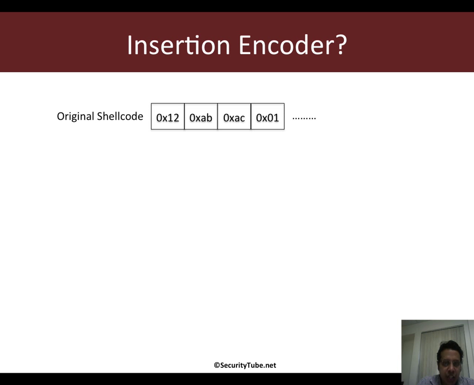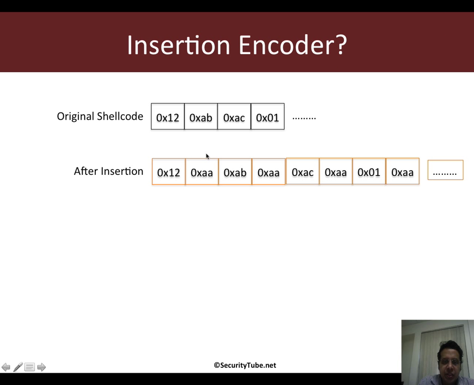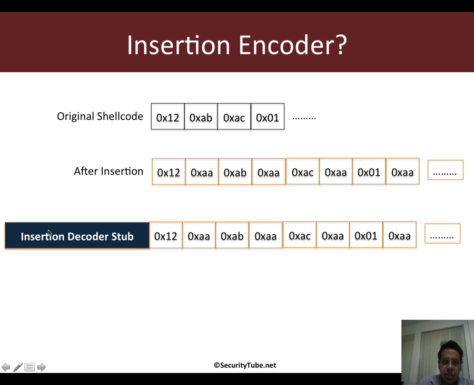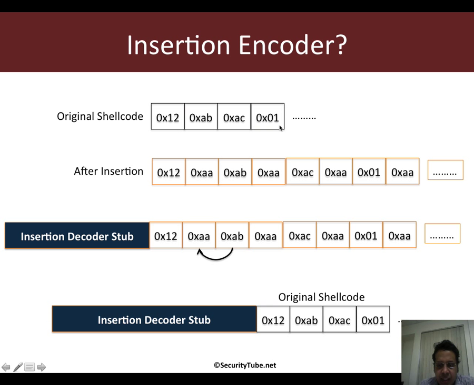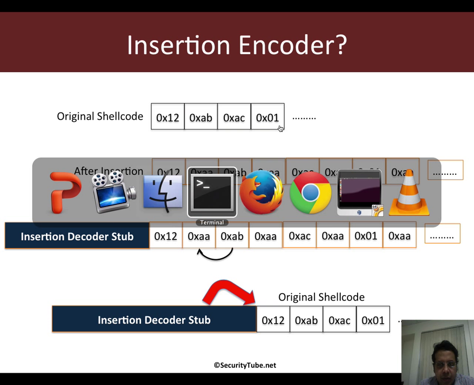We take the original shellcode and we are going to insert a character after every byte of the shellcode. So let's say 0xAA is the character. And if you notice, every alternate byte is now 0xAA. This is the shellcode which we will then decode using an insertion decoder stub. That would shift the bytes accordingly so as to get back the original shellcode. And once that happens, we pass control to the original shellcode. So let's look at how this can be done.